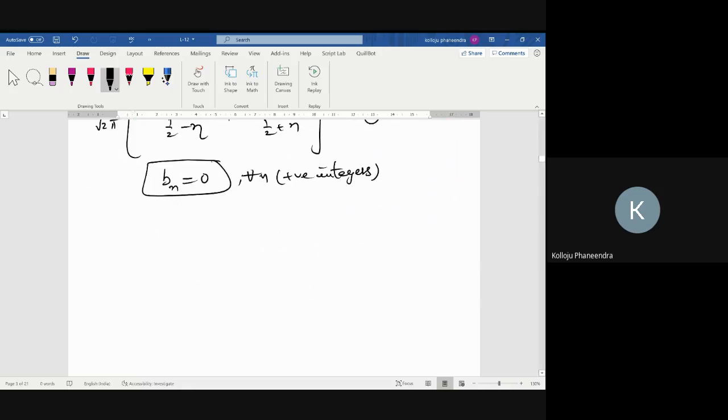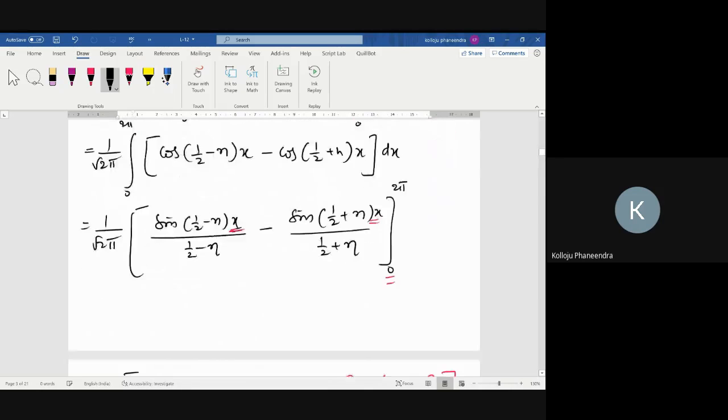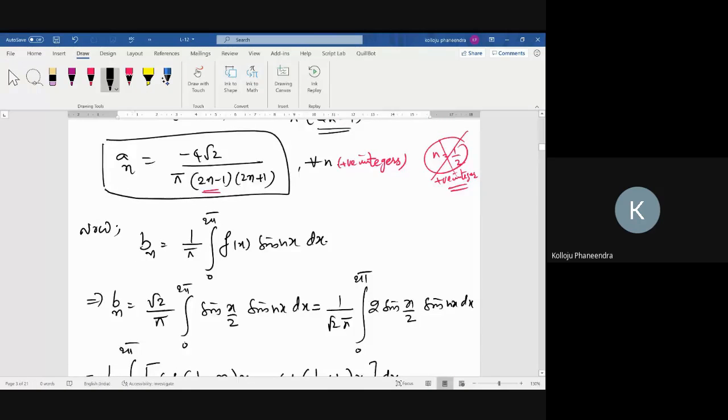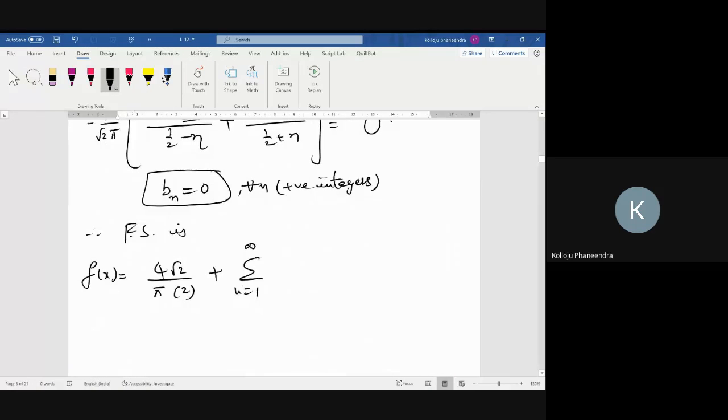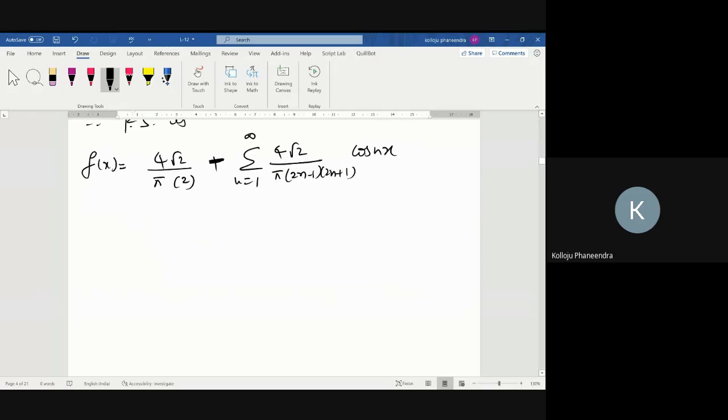Now substitute in the Fourier series. Therefore the Fourier series is f of x equal to a naught by 2. What is the a naught value? 4 root 2 by pi, a naught by 2 plus summation n equal to 1 to infinity. And what is the a n value? Minus 4 root 2 by pi, I will write here, minus 4 root 2 by pi into 2n minus 1 into 2n plus 1, cosine nx. Okay, this is the Fourier series finished.